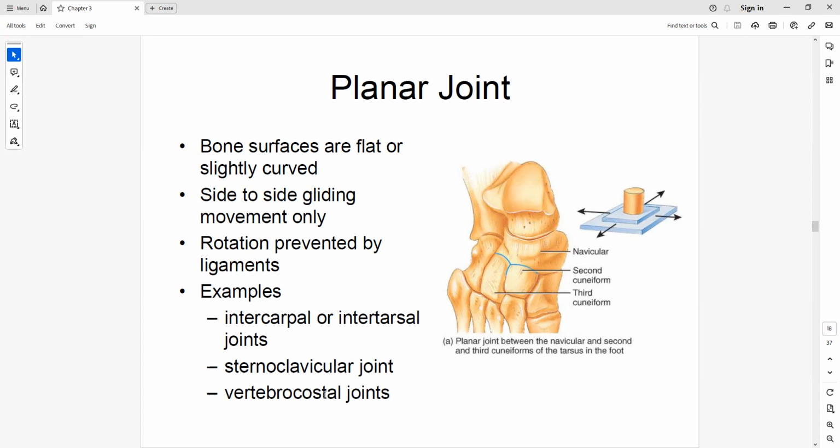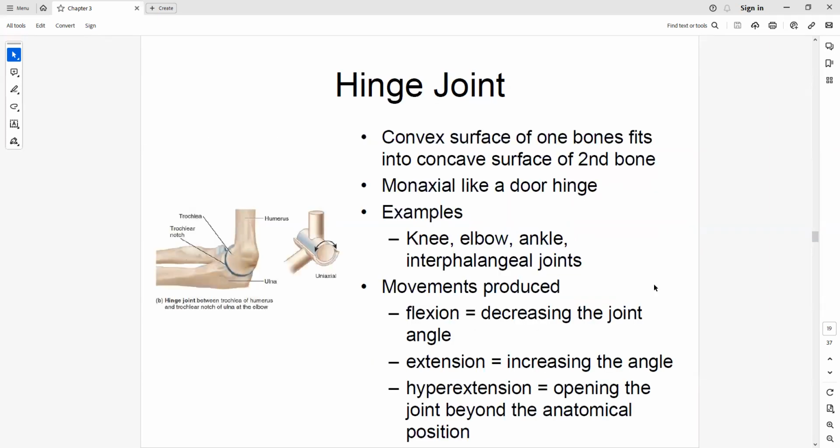What's not shown here is the articular capsule, which will be covering a large area of the bony surface here. So this blue line is the hyaline cartilage on the bones, and the articular capsule, again, is not shown. This is a synovial joint, so it has to have an articular capsule.